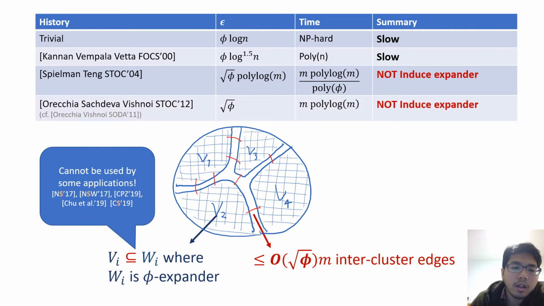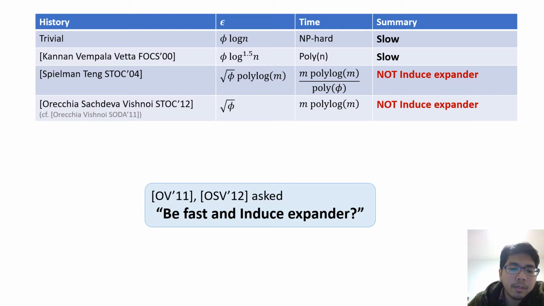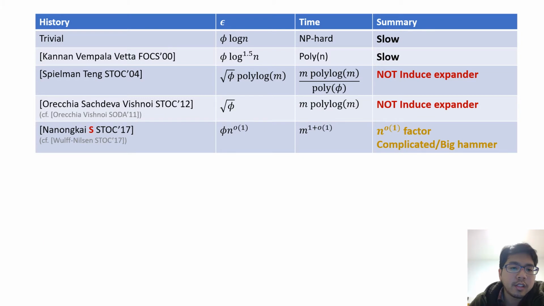There is other work which improves upon Spielman and Teng. They remove a log factor here and there in the time and the epsilon, but still they cannot guarantee that each cluster induces an expander. This is why they asked as an open question: is it possible to be fast and still have each cluster induce an expander? Is this possible? This question was answered affirmatively by Danupon and me.